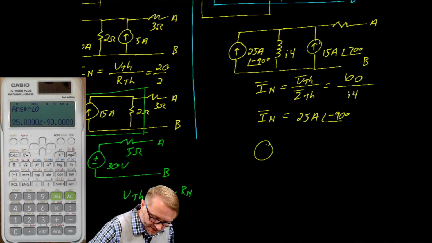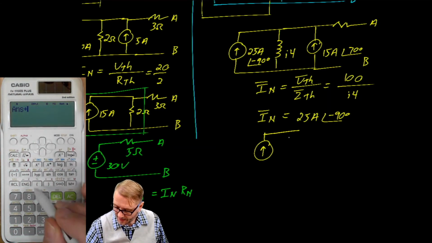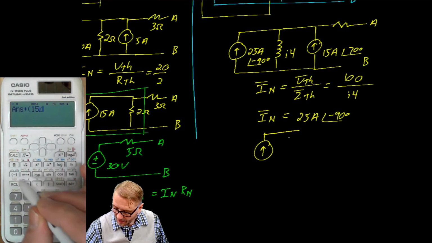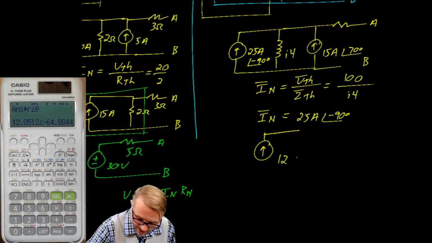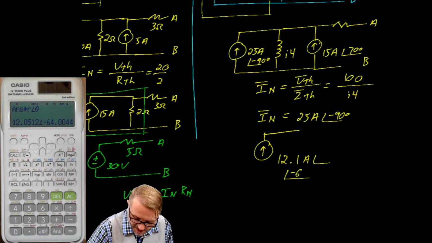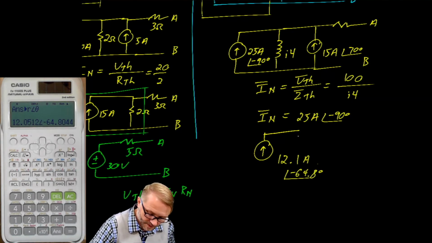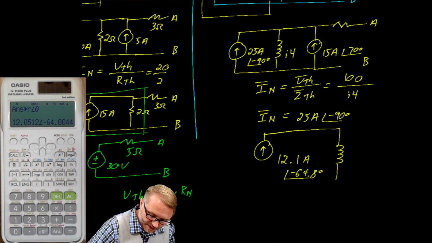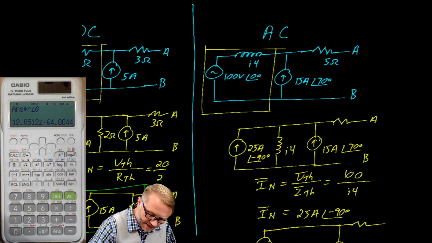We can add those current sources. So we already have 25 angle negative 90. We're going to add 15 at an angle of 70, which gives us a current of 12.1 amps at a phase angle of negative 64.8 degrees. With that inductor in this position and our resistor here that originally had a value of 5 ohms.